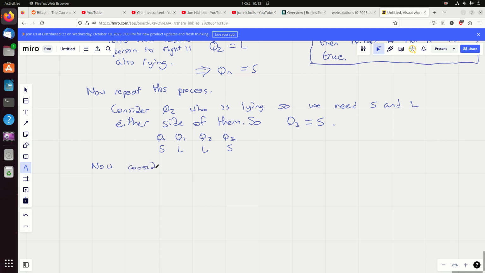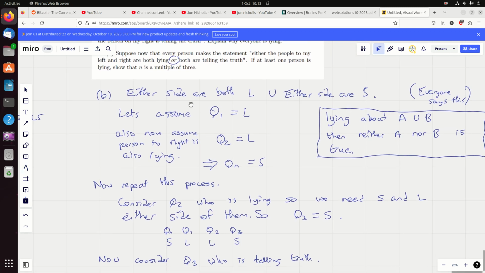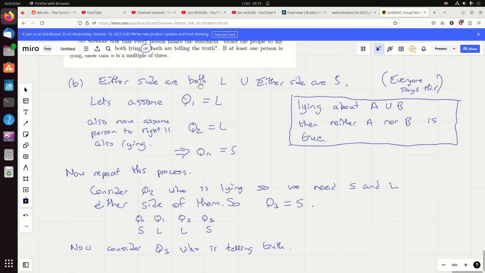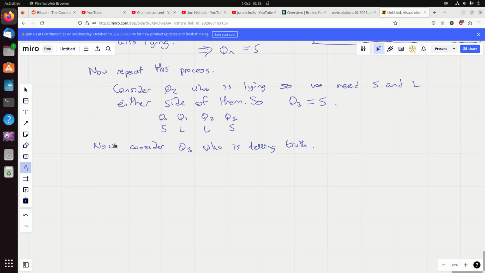Yeah, now consider Q3, who is telling the truth. Yeah, they're a saint. Yeah, so this changes things. Yeah, and so when they're telling the truth about this statement, they must either both be liars or both be truth tellers. Now, as to the left of Q3 we've got a liar, we must have to the right of Q3 a liar as well, and that way either side are both liars rather than either side both being saints. That's not possible because we've already got one liar to the left of them. And so if we now consider Q3 is telling the truth, then Q4 must be an L. Yeah, Q4 must be an L here, so that either side we've got that. Now think about that pattern. That is just going to repeat.